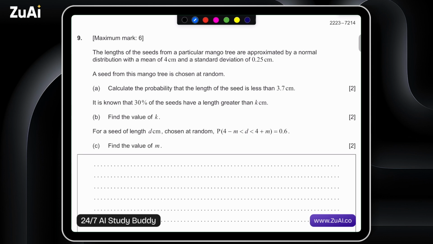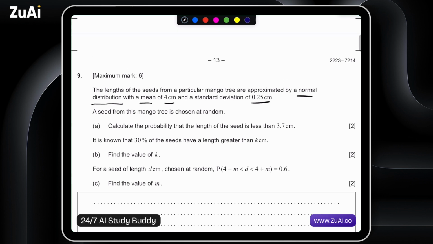The lengths of the seeds from a particular mango tree are approximated by a normal distribution. So already we know we're in the realm of normal distribution. Norm CDF or inverse normal. And the lengths of the seeds are approximated with a mean of 4 and a standard deviation of 0.25 centimeters. A seed from this mango tree is chosen at random. Calculate the probability that the length of the seed is less than 3.7 centimeters.